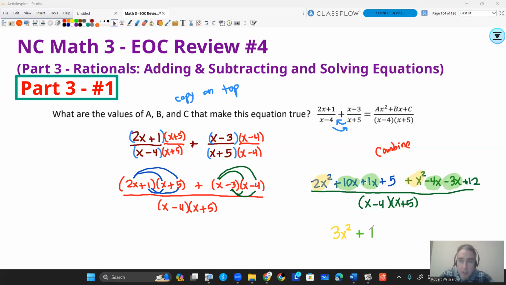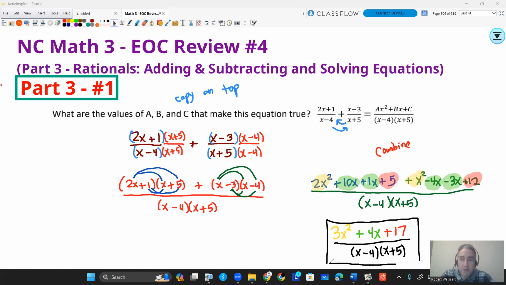You can double check my work in a calculator. And then my last number is 5 plus 12. I know that's going to be 17, but let's go ahead and be consistent with my notation. So positive 5, positive 12, that's going to give me positive 17. And that just gets written over your denominator, so over x minus 4, x plus 5. That's my final answer.